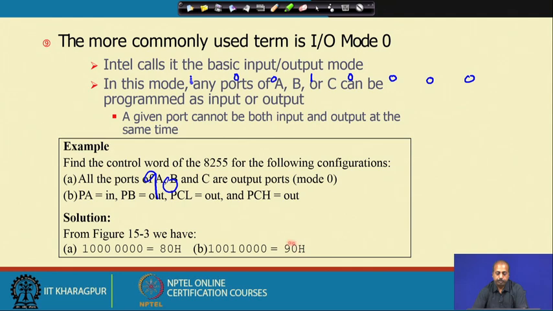So, you see that pattern is 90 hex. So, this way you can have these individual ports settings by controlling the control word setting.